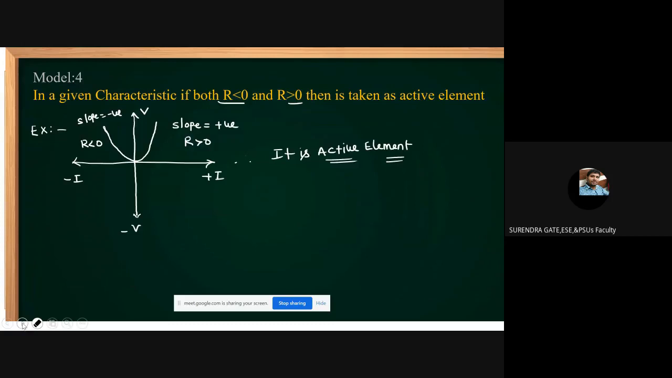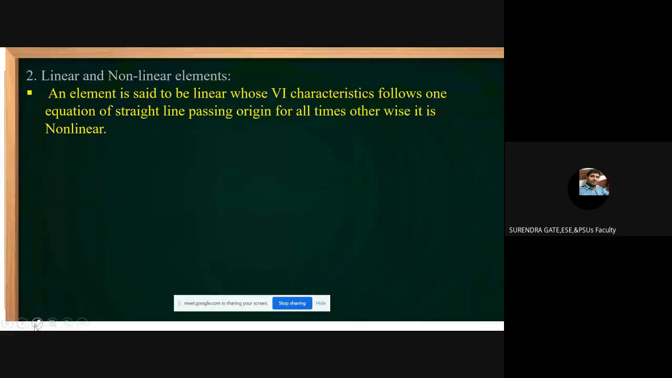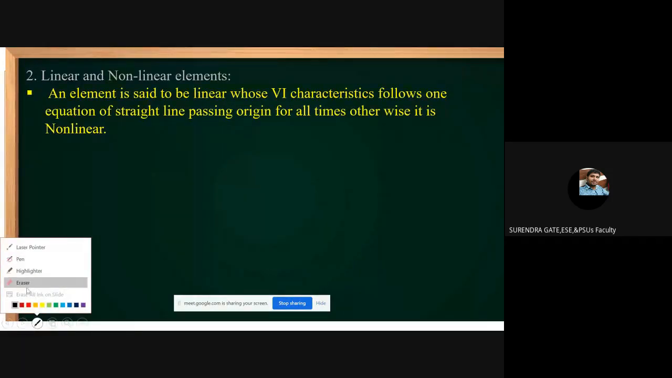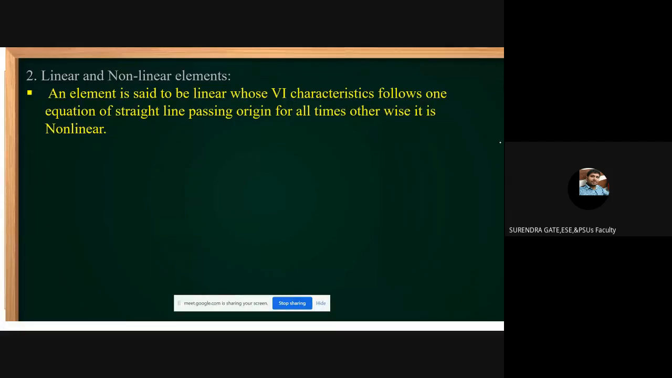Okay, this is about active elements and passive elements. Students, any doubt? Okay, I think you got some idea how to identify active and passive. The next type of elements is linear and non-linear elements. Yes, friends.